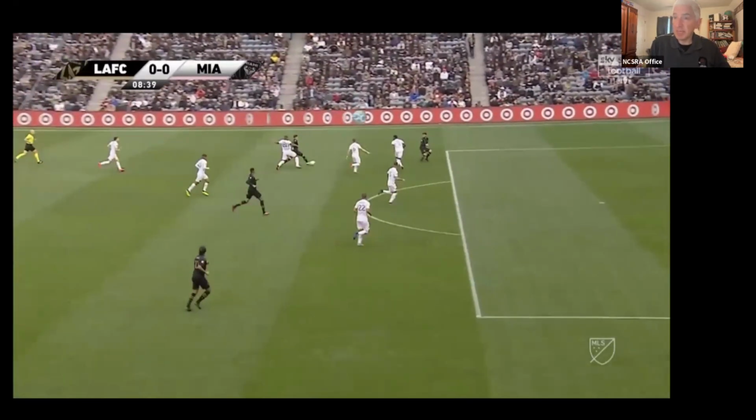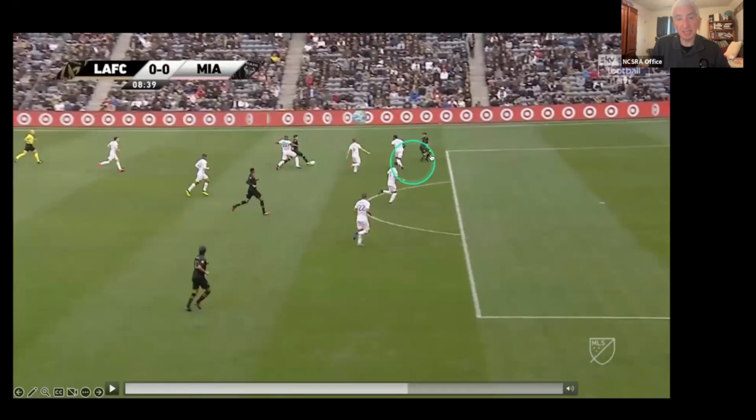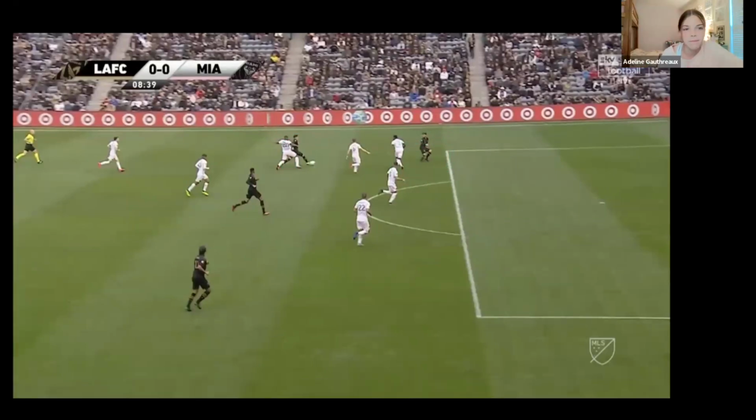This one's easy. What do you think, Adeline? Do we have a player in an offside position? Yeah. Ball's last intentionally played by a teammate. He's going to get it and shoot and score. The offside? Yeah. See, when you take that snapshot, it makes it pretty easy. Good job.